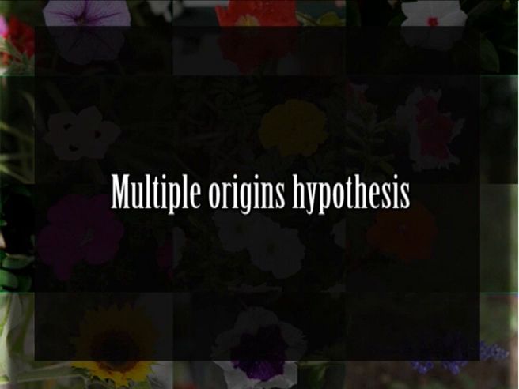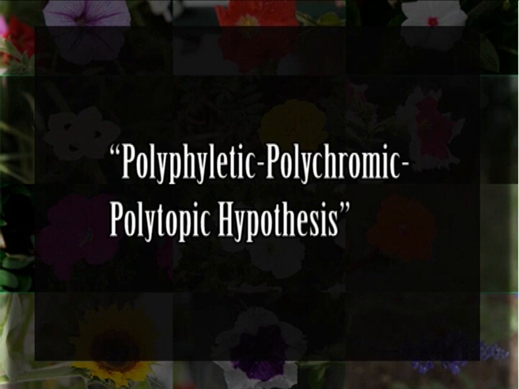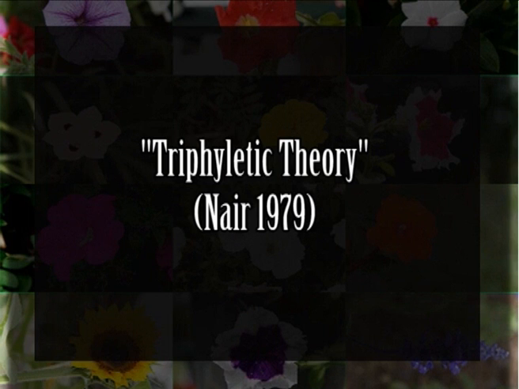Multiple origin hypothesis. According to this hypothesis, the flowering plants evolved from multiple unrelated seed plant lineages. The polyphyletic-polychronic-polytopic hypothesis and Nair's triphyletic theory are best placed in these hypotheses.